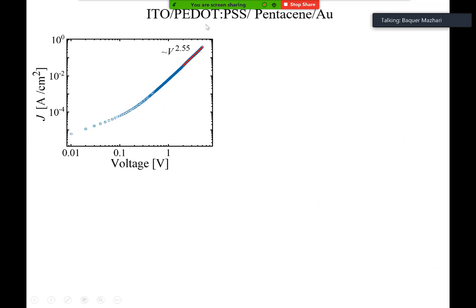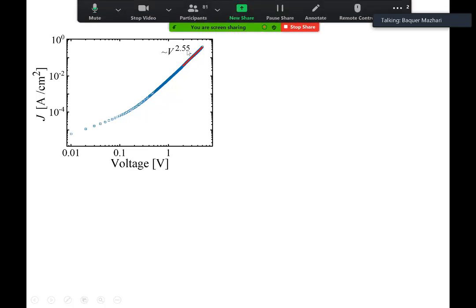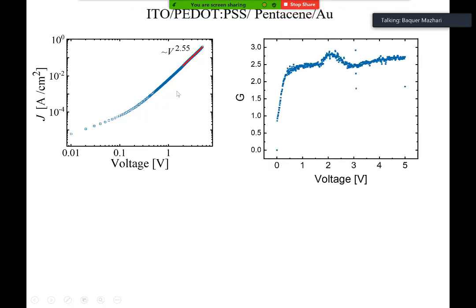So this is an ITO PEDOT:PSS pentacene gold device. And this is a log-log plot of it. And if we look at the log-log plot and take a slope here, it indicates 2.55, and we may conclude that it's almost like a perfect device, with a slightly higher slope because of field-dependent mobility. But when we subject it to the derivative of the log-log plot, we see that there's an abnormality here. We could see a sort of trap peak that is located here.